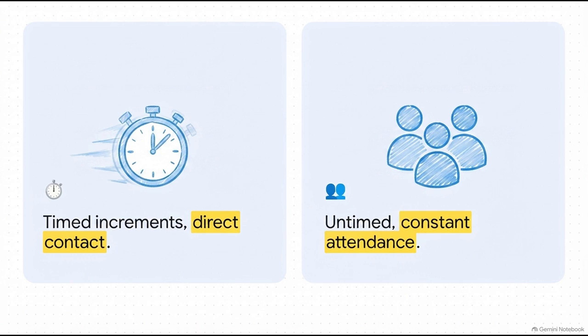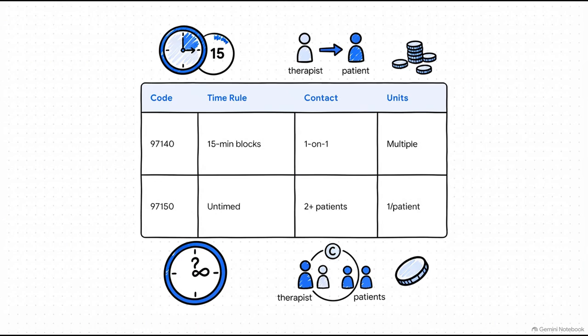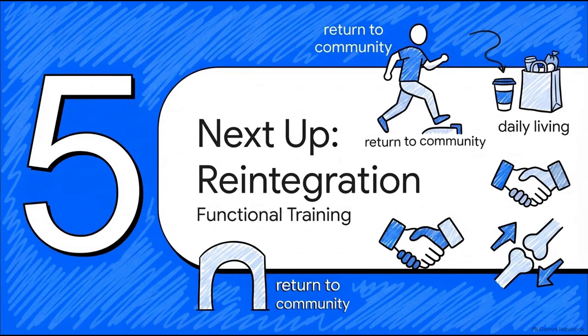As you can see, they basically hold completely opposing rules for time tracking and patient contact. And this matrix right here perfectly illustrates everything you need to remember. Think of this as your ultimate cheat sheet. For 97140, your time rule is 15-minute blocks, your contact rule is direct one-on-one, and your billing units are multiple, obviously depending on the time spent. For 97150, the time rule is completely untimed. The contact rule is constant attendance for 2 or more people, and the billing unit is exactly 1 per patient. If you just keep this matrix in mind, you are never going to mix up the compliance requirements for these 2 distinct therapeutic procedures.